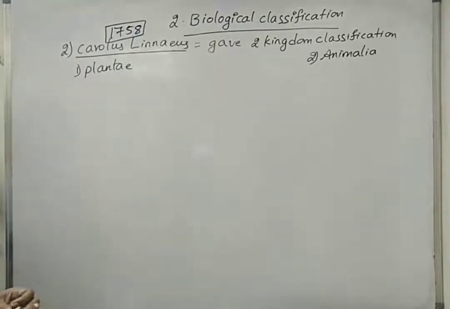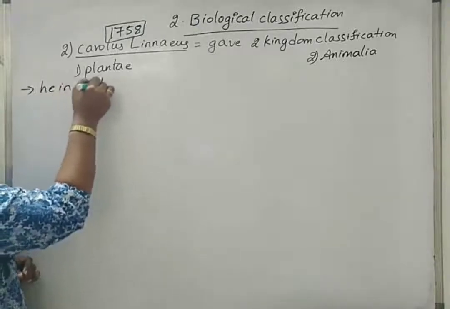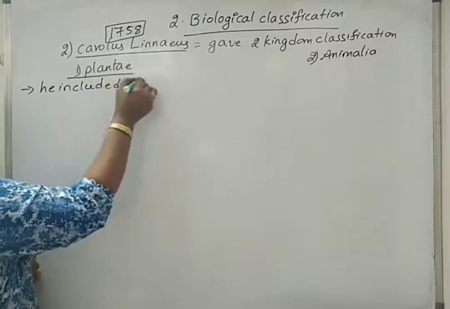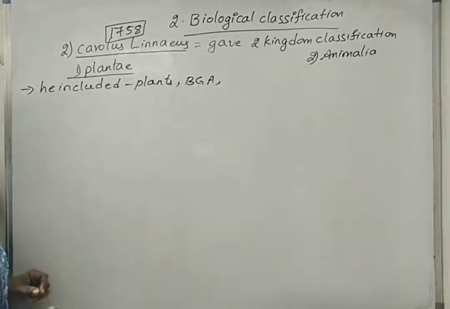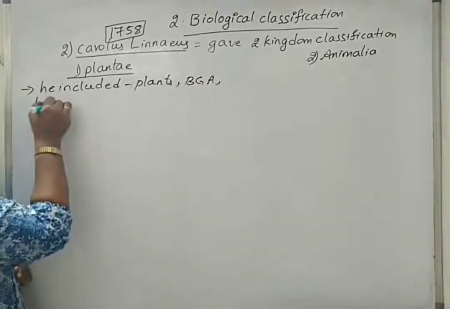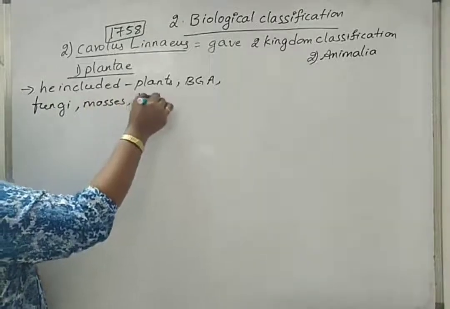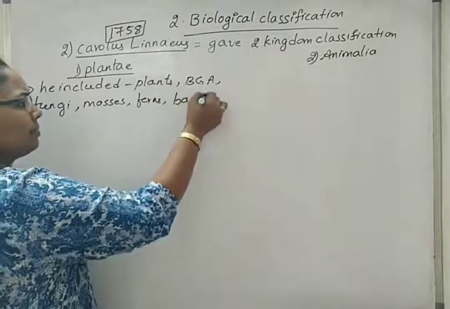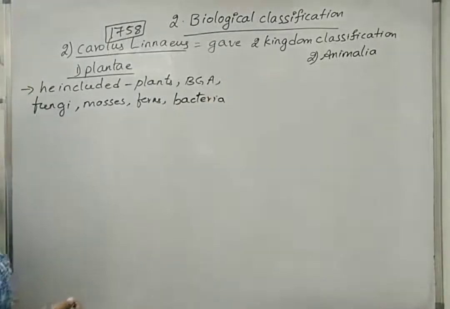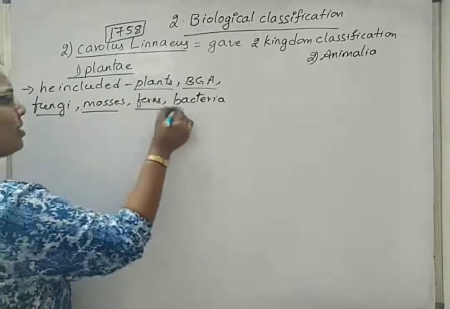So what are the characteristic features that he observed in the case of plants? In Plantae, he included blue-green algae, fungi, mosses, ferns, bacteria. So he included plants, blue-green algae, fungi, mosses, ferns, and bacteria.